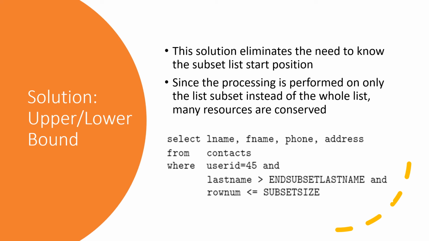End subset last name is the last name of the currently displayed item, and subset size is the number of items displayed in the subset. This algorithm reduces resources significantly. For example, database server, LAN, and web server are all conserved, and this is by restricting processing to only the list subset.